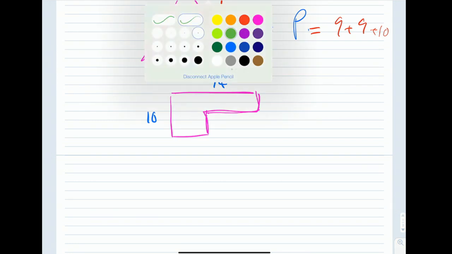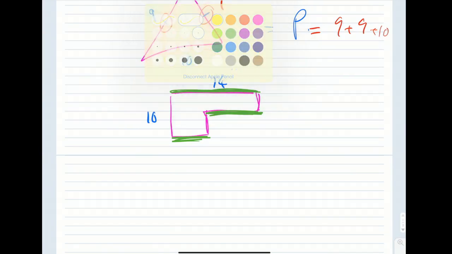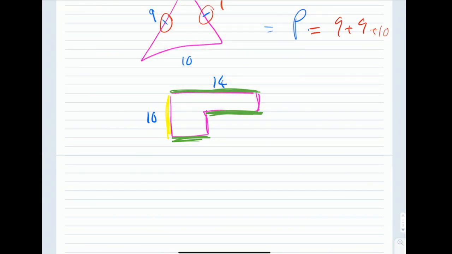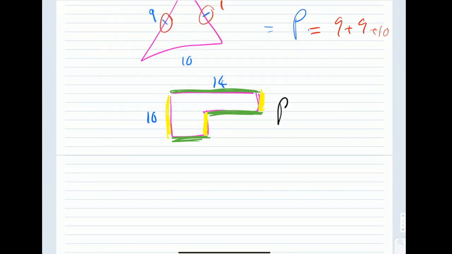So let me look at this length here. Well, that's 14 somethings long. Well, surely this piece plus this piece would also be 14 somethings long. And that's all I really need, don't I? And likewise with the other dimension, where this side here is worth 10, surely this piece plus this piece would also be 10. So my total perimeter is basically going to be 2 groups of the 14 plus 2 groups of the 10.